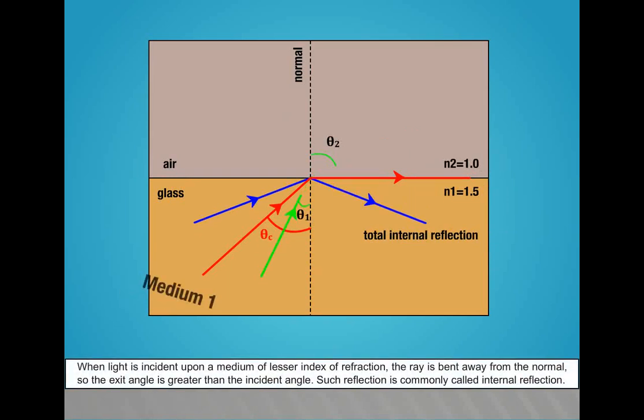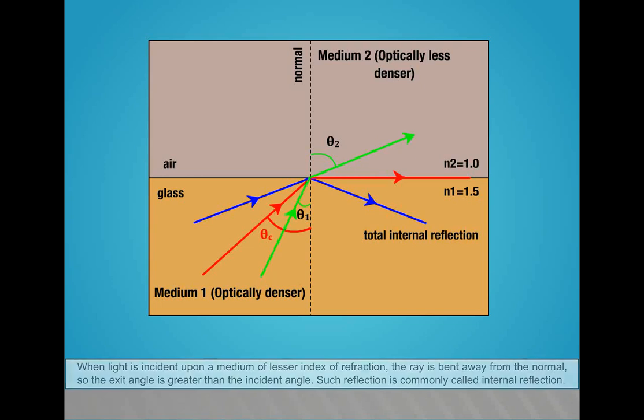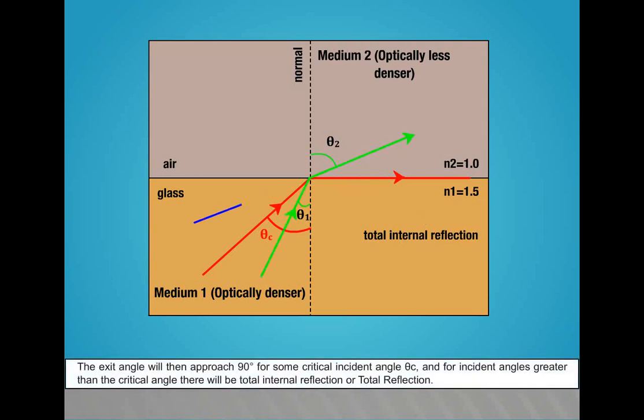When light is incident upon a medium of lesser index of refraction, the ray is bent away from the normal, so the exit angle is greater than the incident angle. Such reflection is commonly called internal reflection. The exit angle will then approach 90 degrees for some critical incident angle theta c, and for incident angles greater than the critical angle, there will be total internal reflection or total reflection.